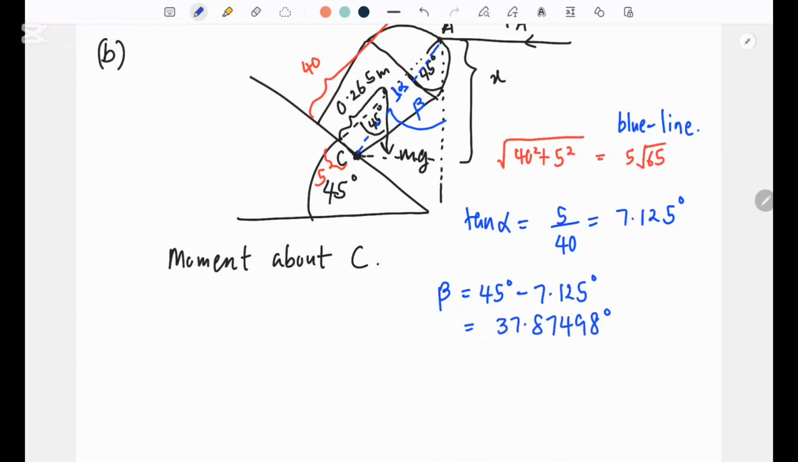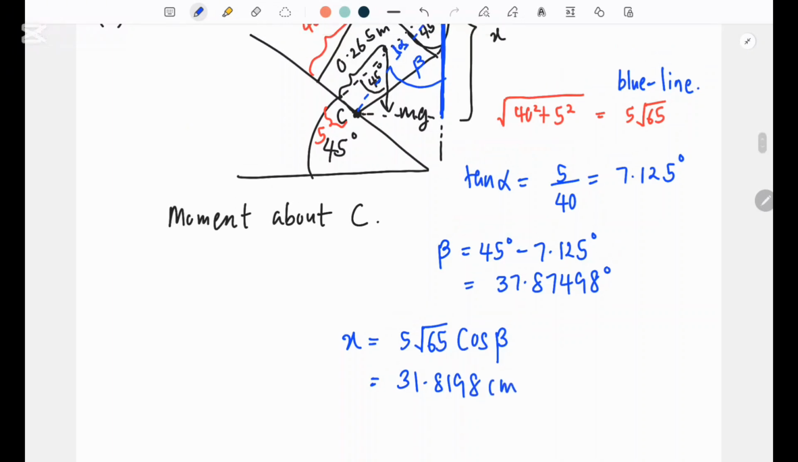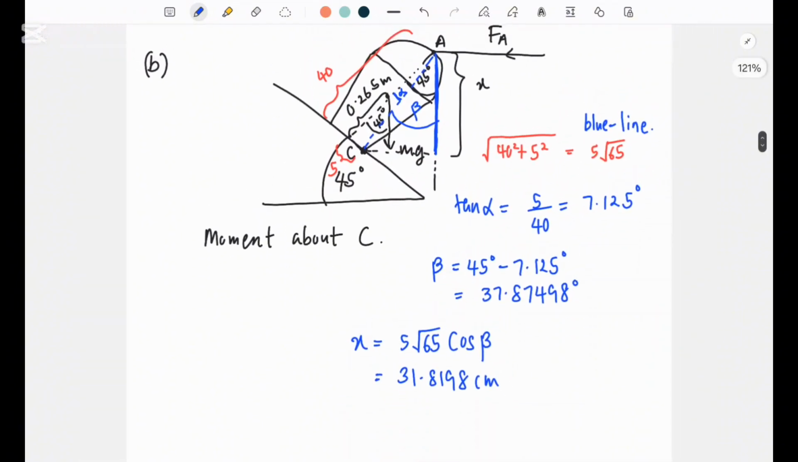So 45 minus that gives you 37.87498 for beta. And to find x, the blue line was 5 root 65, so it's going to be 5 root 65 cos beta. When you resolve it, you will get this distance x. So you'll have 5 root 65 cos beta, which gives me distance x, which is 31.8198 centimeters, right? Okay, so now we could take moments about C like this.